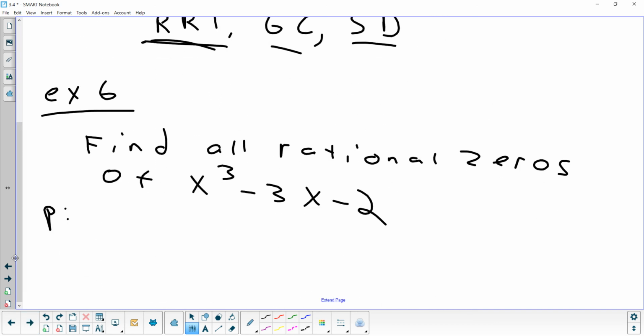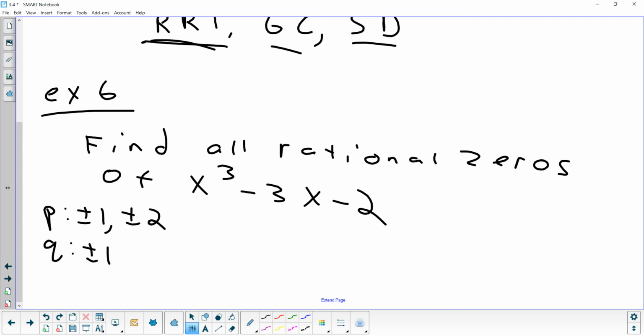Okay, so let's start with P. Bailey, what are my factors of the constant here? Plus or minus 1, plus or minus 2. Francesca, what are my factors of the leading coefficient? Sorry, I was looking at the wrong problem. 1 and 1. So just plus or minus 1.